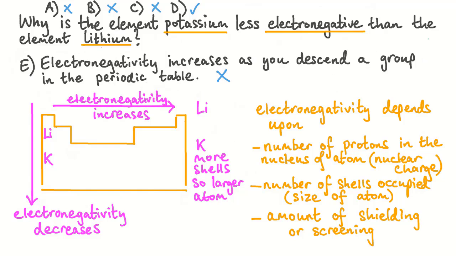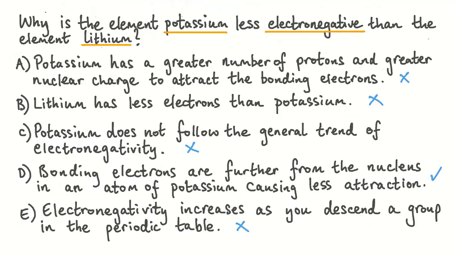Statement E offers a false statement. Electronegativity does not increase as you descend a group in the periodic table. Statement E does not offer an explanation either, so it's not the correct answer. Statement D is the correct answer.